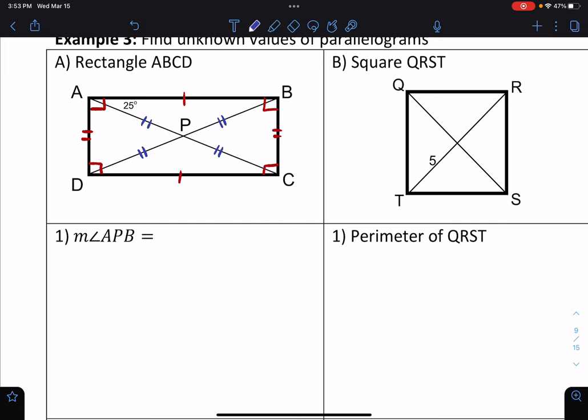So in number 1, we are trying to find the measure of angle APB. So we want to be able to identify what that angle is. That angle is right here. APB is talking about that angle there. So there's a couple different ways we can solve this, but what I see and what I want you to see as well is that that is an isosceles triangle here. Triangle APB is an isosceles triangle because 2 of the sides are congruent.